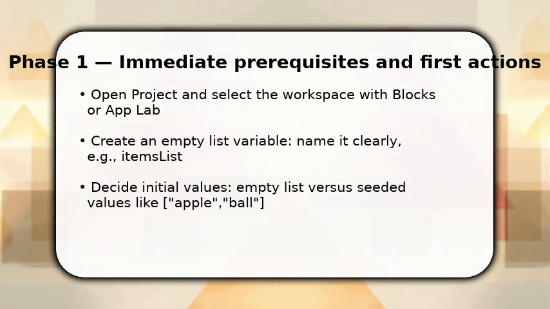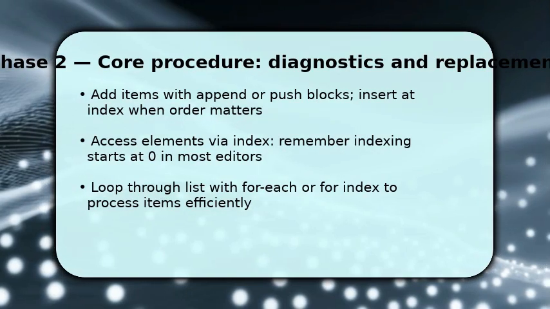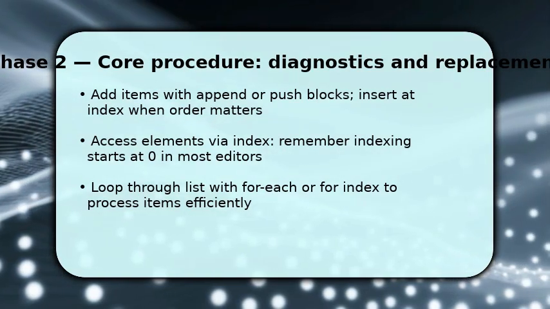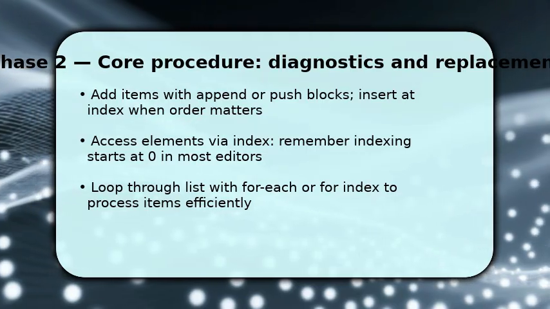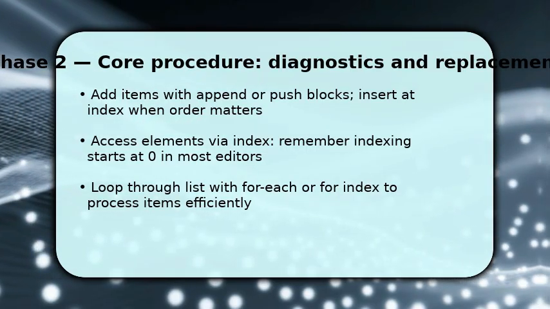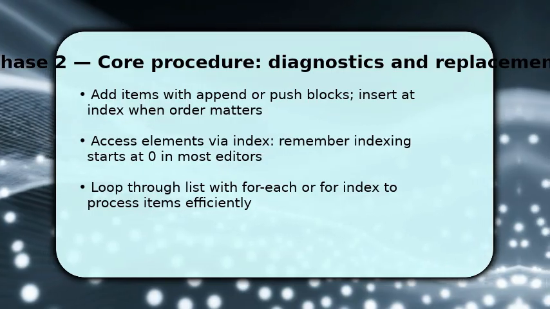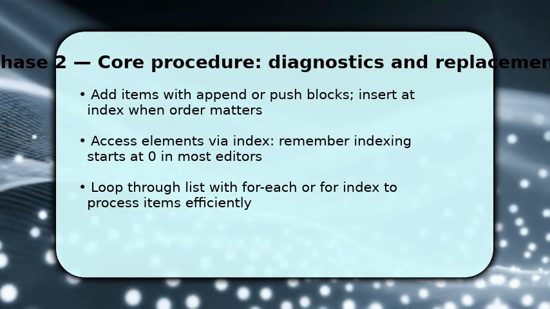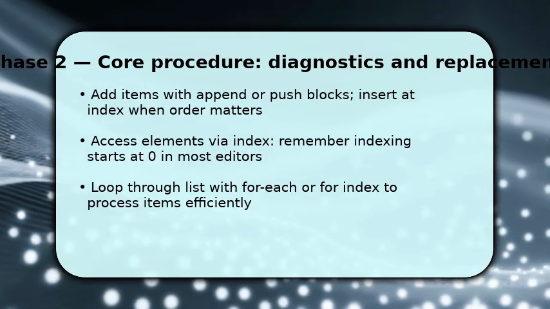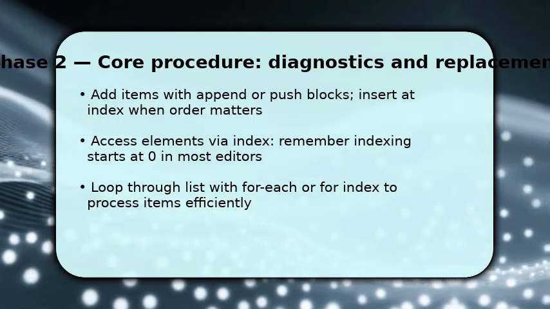Once your list holds data, you'll manipulate it: add, remove, and read items. Use the append or push block to add elements. If order matters, use the insert at index block so items land exactly where you want them. To read a value, grab it by index. Remember, many code.org environments start at 0.